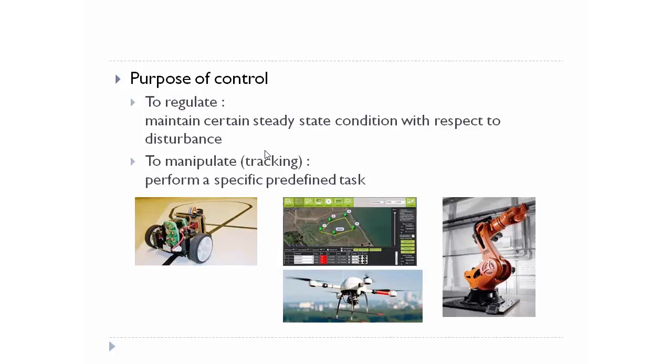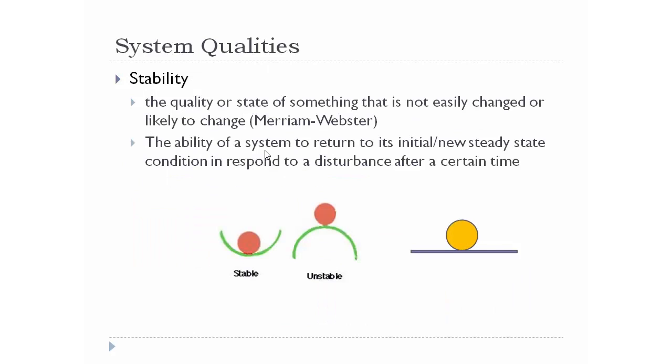Now, I want to discuss the purpose of control. There are two main purposes of control. The first one is to regulate, to maintain a certain steady state condition with respect to disturbance. And the second one is to manipulate, or to perform specific predefined tasks. Okay, that's the purpose of control.